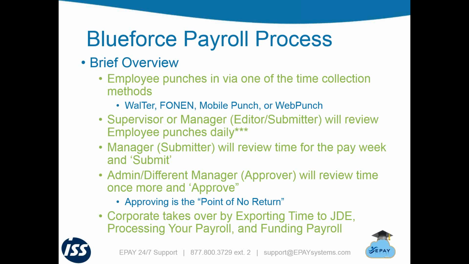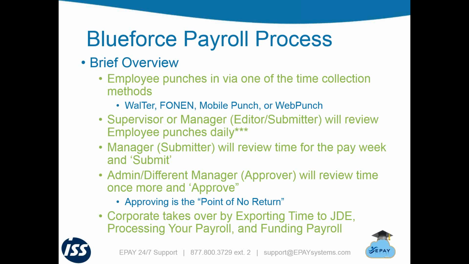We're now saying by that approval that I've looked it over a second time, payroll looks good, and corporate payroll can now take over and begin processing my payroll. So submittal is the first path, and approval is the point of no return. At this point, corporate takes over by exporting that time to JD Edwards. From JD Edwards, they will process the payroll, cut the checks, and fund payroll via the pay cards, whatever it may be. At that point, the employee is getting paid.